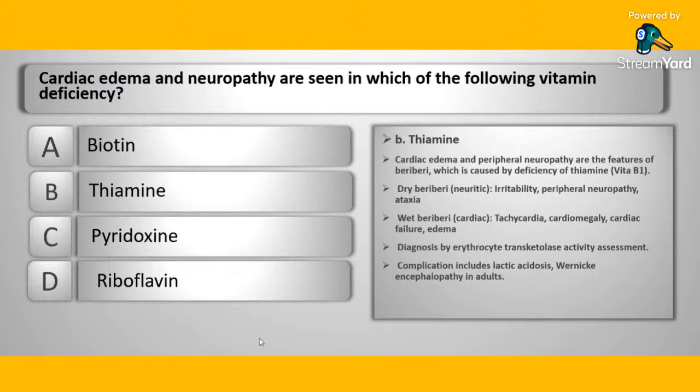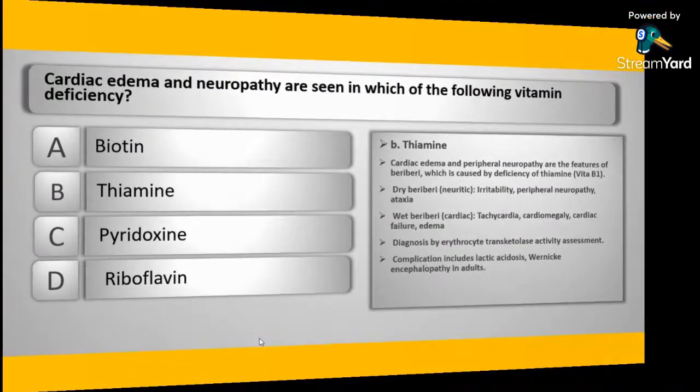Cardiac edema and neuropathy are seen in which of the following vitamin deficiencies? A. Biotin, B. Thiamine, C. Pyridoxine, D. Riboflavin. So the correct option here is B, thiamine. Cardiac edema and peripheral neuropathy are features of beriberi, which is caused by deficiency of vitamin B1. Dry beriberi, neuritic: irritability, peripheral neuropathy, ataxia. Wet beriberi: tachycardia, cardiomegaly, cardiac failure, edema. Diagnosis is by erythrocyte transketolase activity. Complications include lactic acidosis and Wernicke encephalopathy in adults.